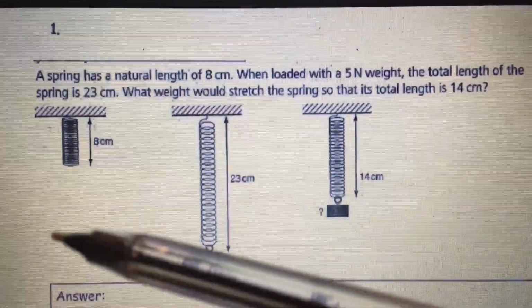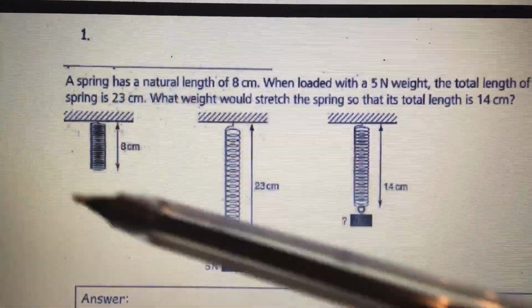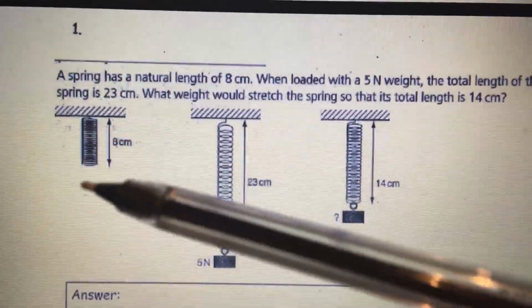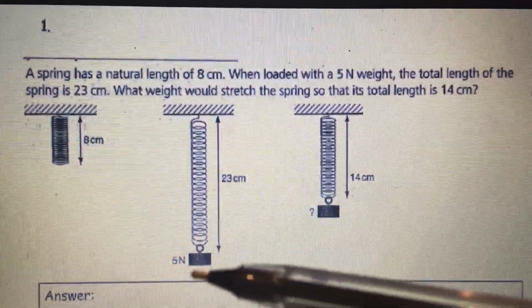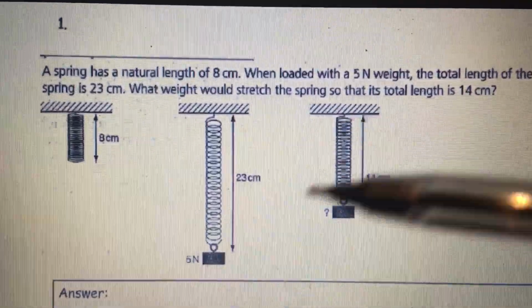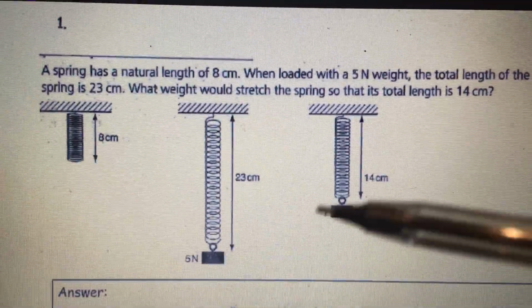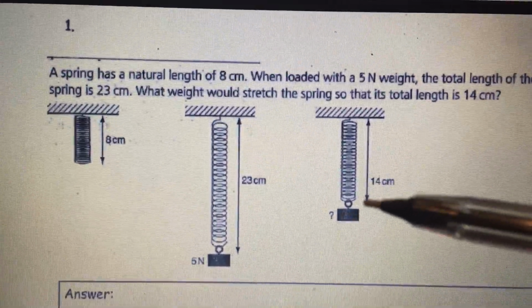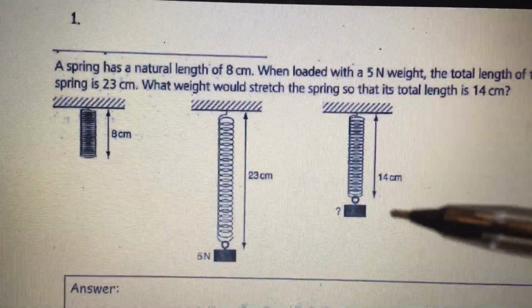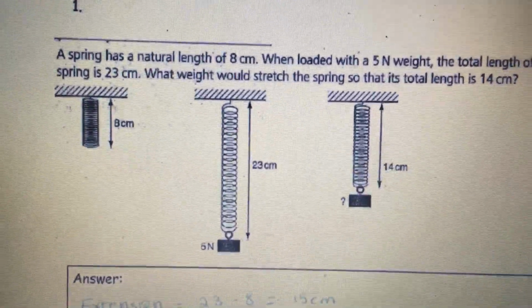So, a spring has a natural length of 8 centimetres. So that's the spring with no load attached, and it has a natural length of 8. When loaded with a 5 Newton weight, the total length of the spring is 23 centimetres. What weight would stretch the spring so that its total length is 14? So this question is asking you to work out the unknown force here, unknown weight.